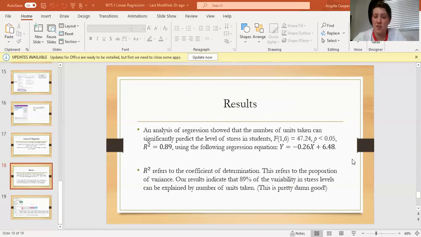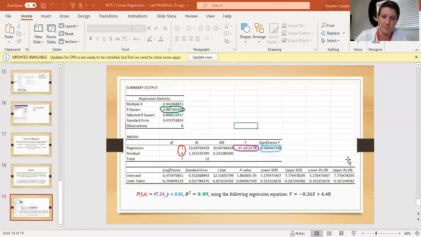All right, so here are the results. I'll go over what this looks like in Excel. The analysis of regression was calculated on the number of units taken, and we've done it on the next slide. Here are the numbers once you've calculated linear regression in Excel. Again, I'm not going to ask you to do this, I just want to show you what it looks like.